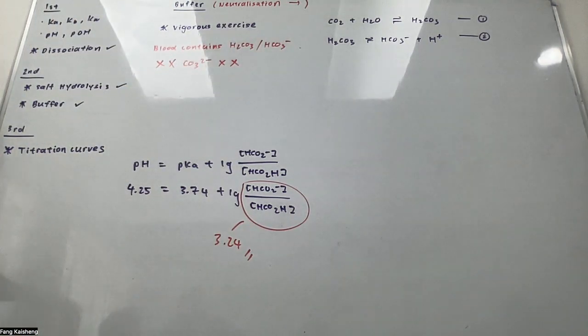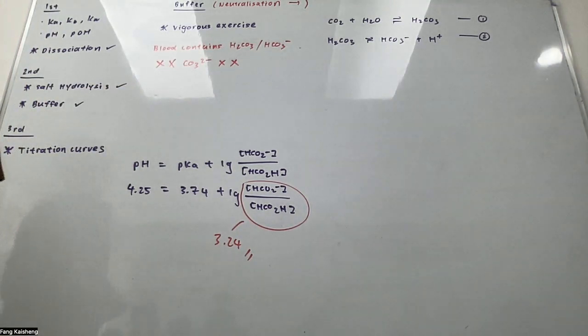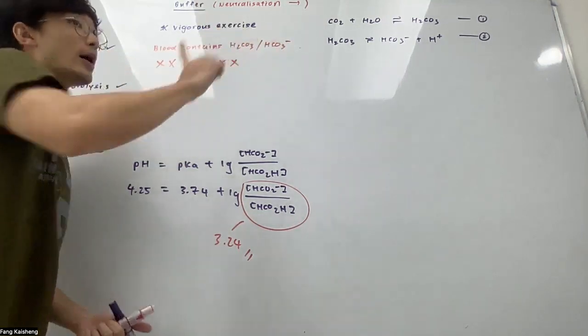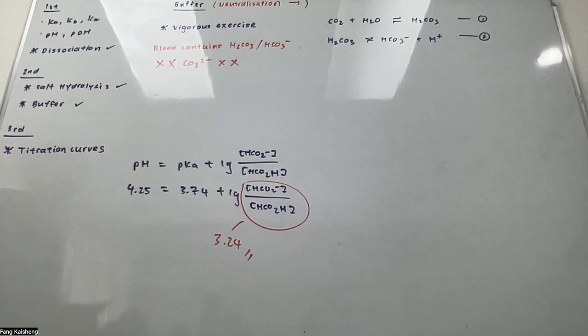CO3 2 minus is not in blood at all. How did you come up with this? Because it does not exist, bro. Take a look, they differ by one H plus. Can you see that? Okay, how does this work then? Look at the equations on the right.